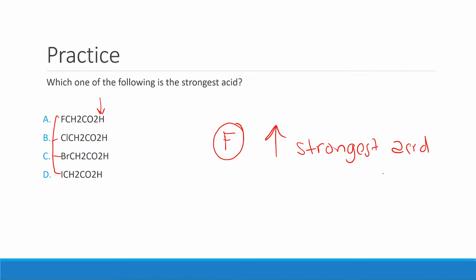Now, as a reminder, if something is a stronger acid, that means that it has a large Ka and a small pKa, just to remind you. And this is from the inductive effect.